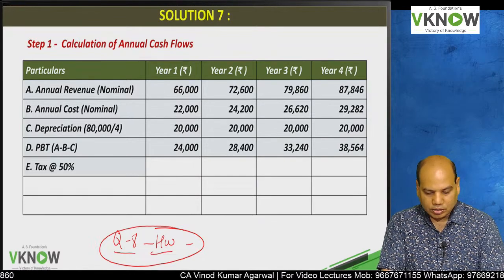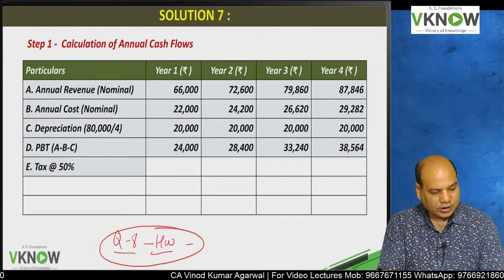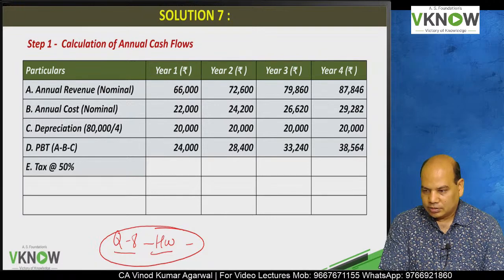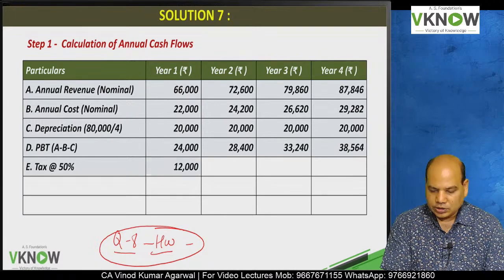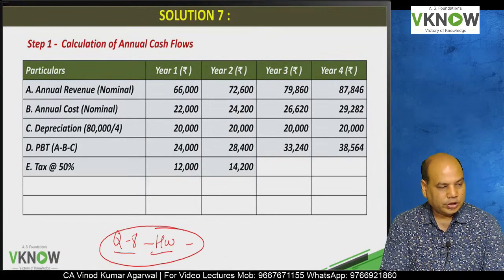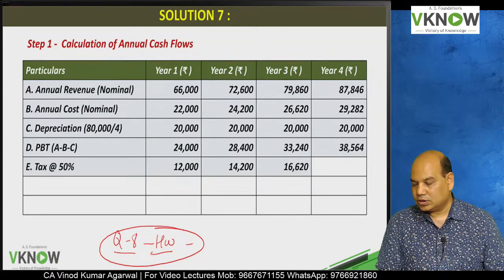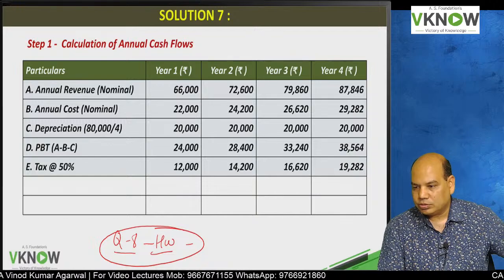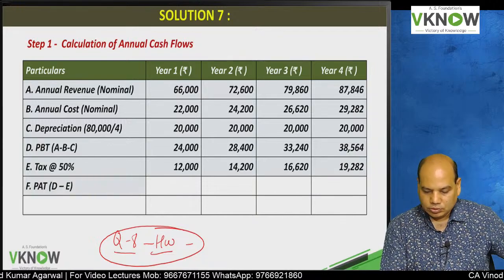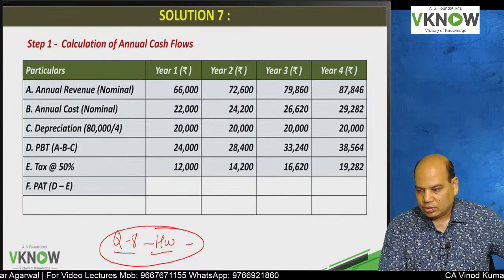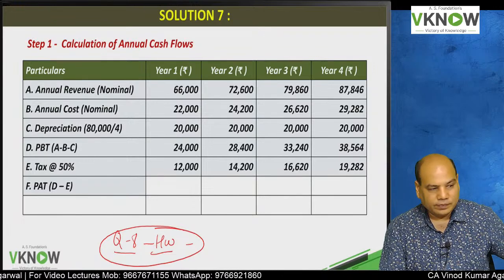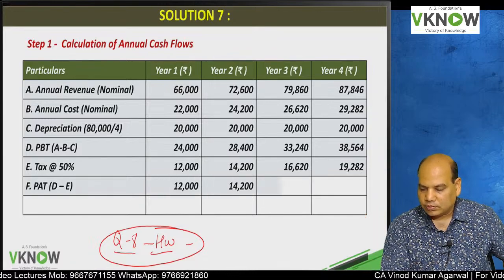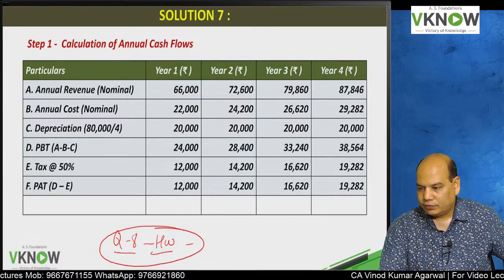38,564, then tax at the rate 50% is 12,000, 14,200, 16,620, just take half of it, 19,282. You will get PAT. Suppose you don't have time in the exam, you can remove that tax column also. PAT will be same, no calculation, because tax rate is 50%.